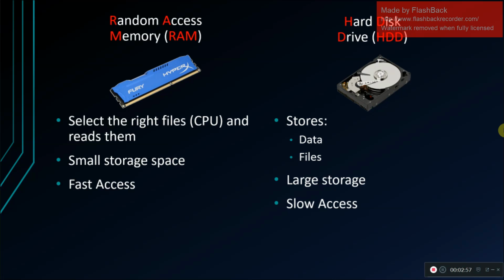The random access memory is where the files are while they are being used by the user. Contrarily to the HDD, it has a small storage space but has a fast access speed. Therefore, its role is to operate the files, programs, or applications while they are being used by the user.